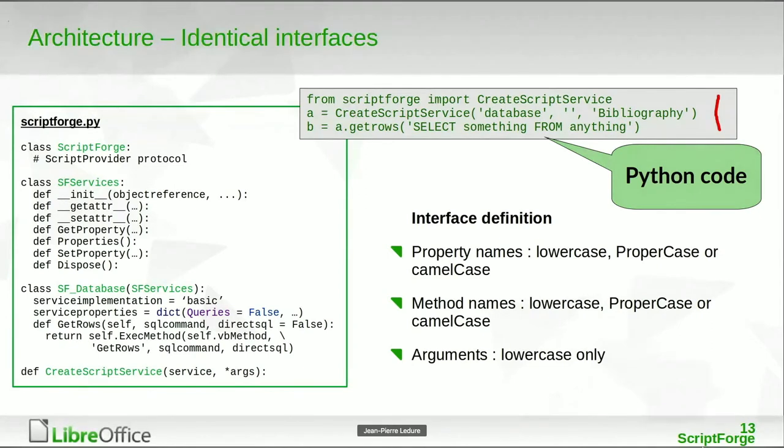In fact, the SFDatabase class is a subclass of SFServices. And there is the magic. In fact, you have there a number of quite tricky internal methods. The double underscore methods, init, getattr, and setattr, are not that easy. But for instance, they care for having a certain freedom about property names, method names, and arguments. So you can use lowercase, proper case, or camel case, whatever you prefer.